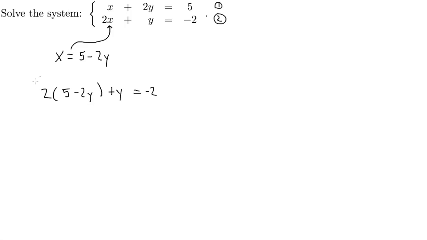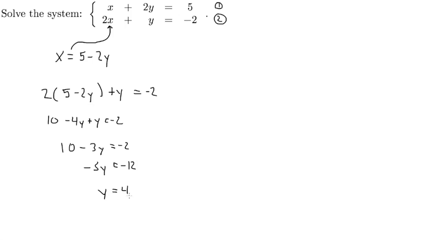So notice I only have one variable now, just y's. So this is a simple linear equation. I can solve this lickety-split. So simplify 10 minus 4y plus y equals negative 2. So that's going to be 10 minus 3y equals negative 2. All right, I'm going to subtract 10 from both sides. So I have negative 3y equals negative 12. Then I divide by negative 3, so y equals 4.